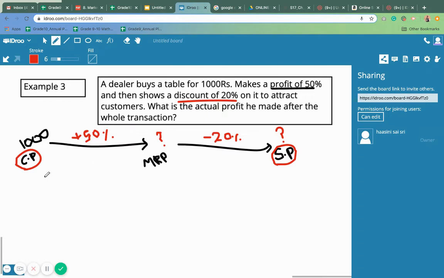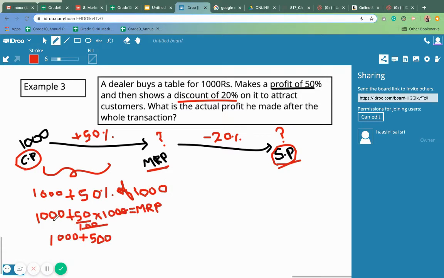So there are three steps to this problem. First I have to find my MRP, then I have to find my SP, then I will find the profit. If I look at only the MRP part, I have to solve this particular part of the question. I first have to write 1000 plus 50% of 1000. That will give me my MRP. So let me solve this part of the problem. What is 1000 plus 50% of the 1000?